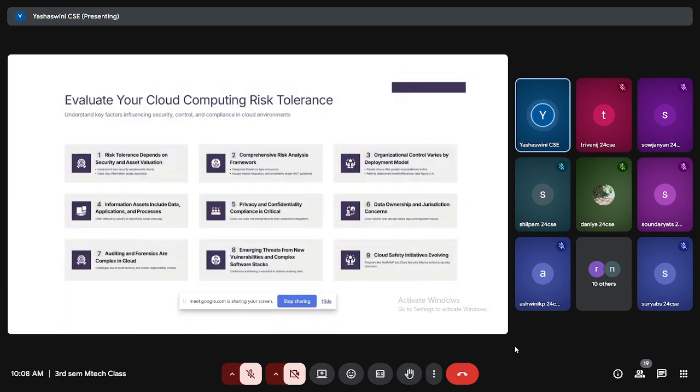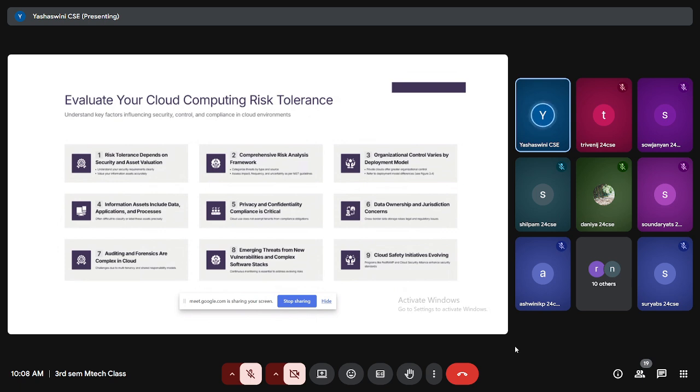not following the NIST guidelines. So NIST is a company which gives the guidelines for all the security protocols that are on cloud. So comprehensive risk analysis will help you to find out which threats your particular cloud service is exposed to. Depending upon that, you have to do a contract.